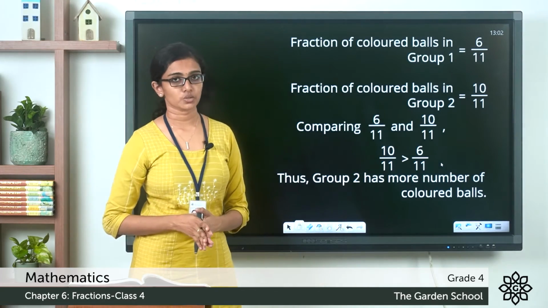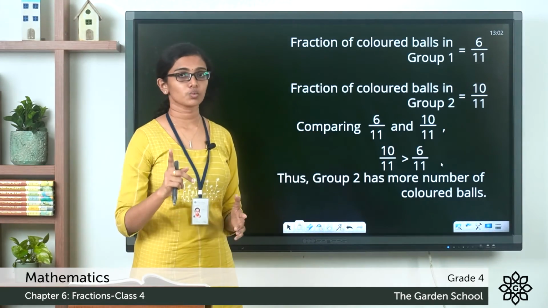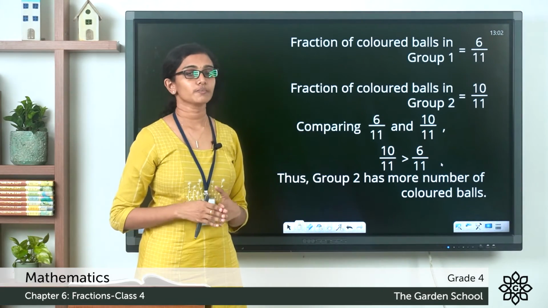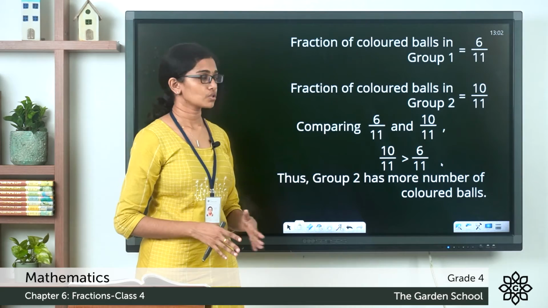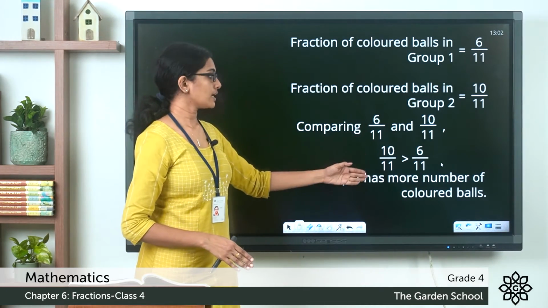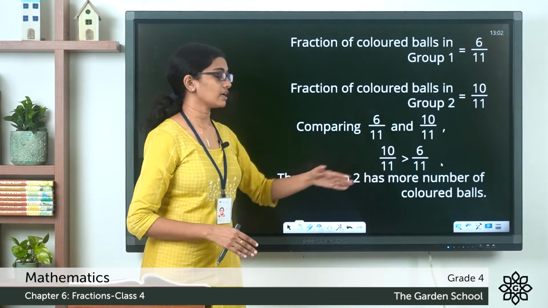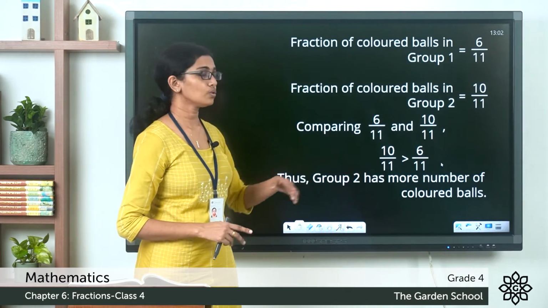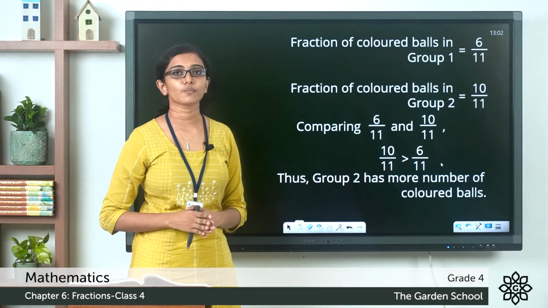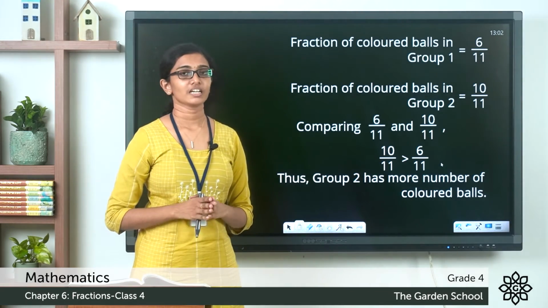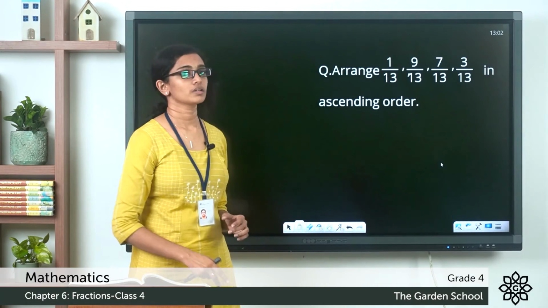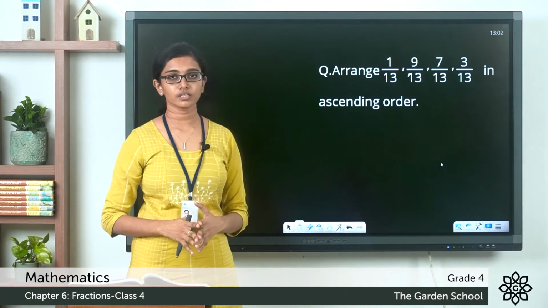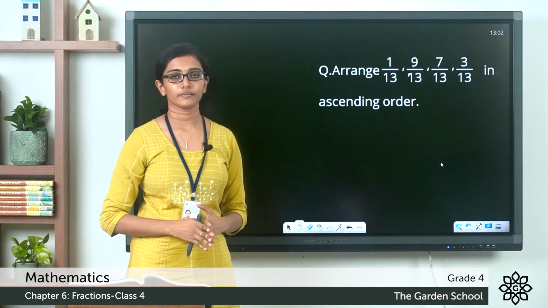And let's compare these two fractions. Since they are like fractions, we need to compare just the numerators. So comparing 6 and 10, which is bigger? 10 is bigger. So from this we get 10 by 11 is greater than 6 by 11, which means this is the fraction of the colored balls in group 2. So group 2 has more number of colored balls. Clear?